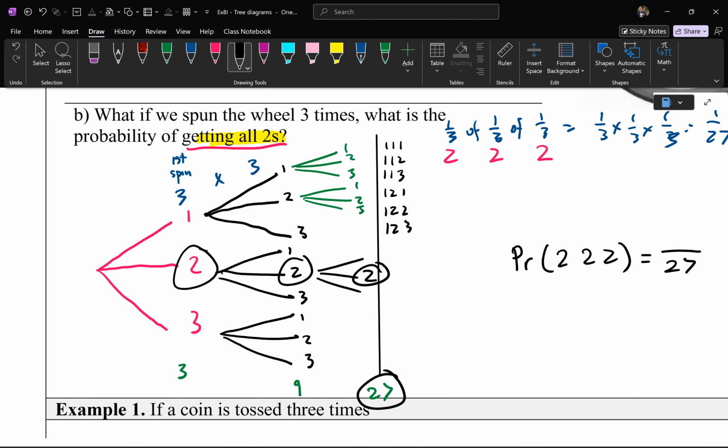Yeah? So it's out of 27. And how many of those will I have a 2, 2, 2? There's only one way of getting 2, 2, 2. There's no other way that you can get that. So that's why we know it's 1 out of 27.